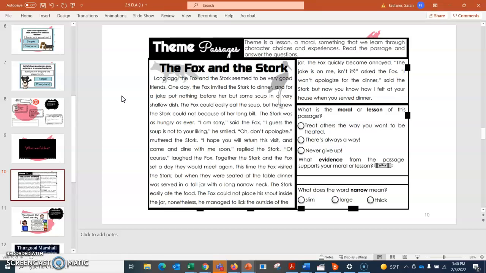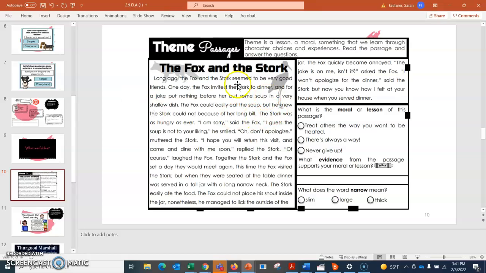The stork easily ate the food. The fox could not place his snout inside the jar. Nonetheless, he managed to lick the outside of the jar. The fox quickly became annoyed. "The joke is on me, isn't it?" asked the fox. "I won't apologize for the dinner," said the stork, "but now you know how I felt at your house when you served dinner."